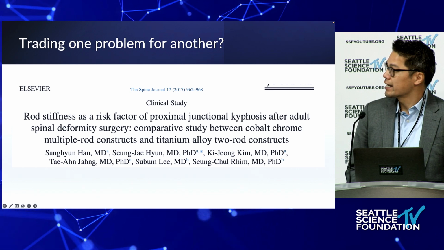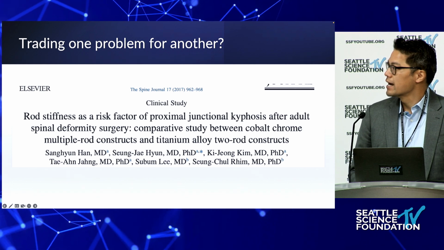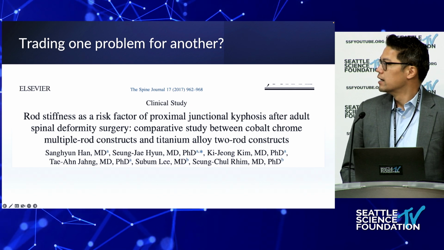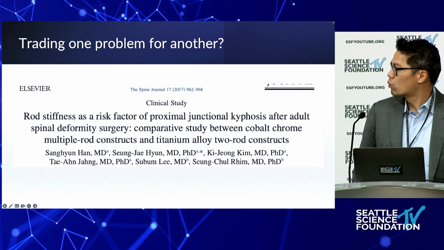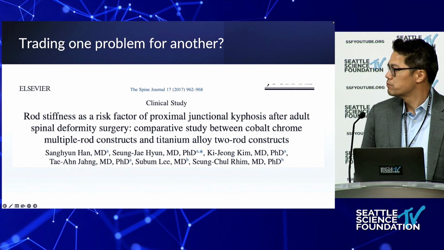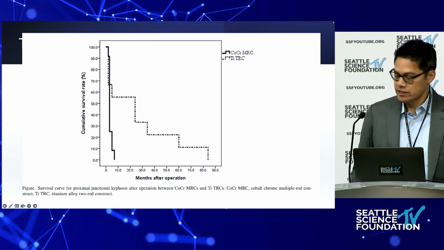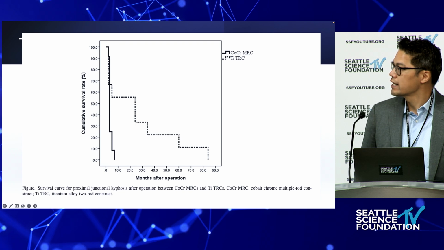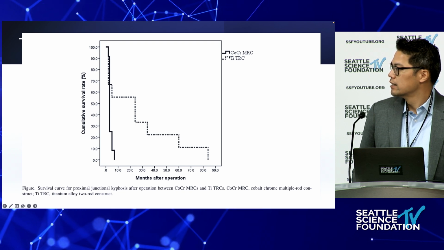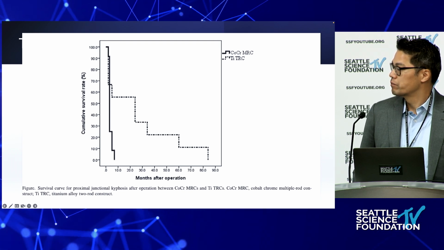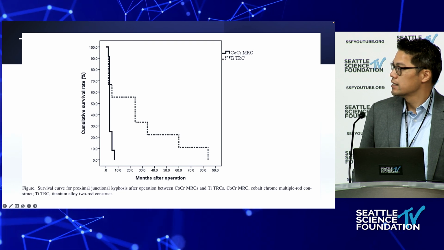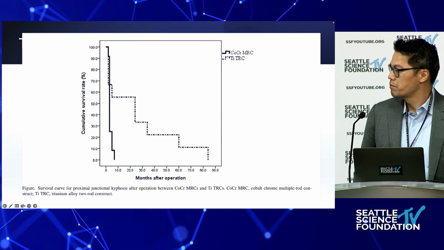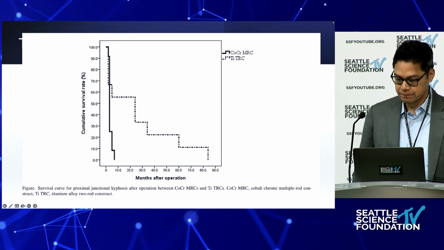This Korean group looked at rod stiffness as a risk factor for PJK. They compared cobalt chrome multiple rod constructs with titanium 2 rod constructs. This is a survival curve for PJK. Cobalt chrome is the solid line and titanium is the dashed line. You can see that cobalt chrome is definitely a risk factor for PJK compared to Ti.